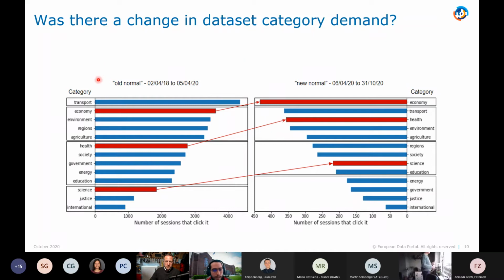So here on the left, this is the list of categories, and this is the number of sessions that we identified that clicked on that category. So a user that was on the dataset section and clicked on the filter, I want to see transport datasets or economy datasets. On this side, we have the old normal period before the COVID-19 section, and here the new normal period after that. What we observe here is that there was indeed a change in some categories. People were more interested in economy datasets and also in health and science datasets, which for us made sense because health and science were the 2 categories that we expected people to search for COVID-19 datasets.